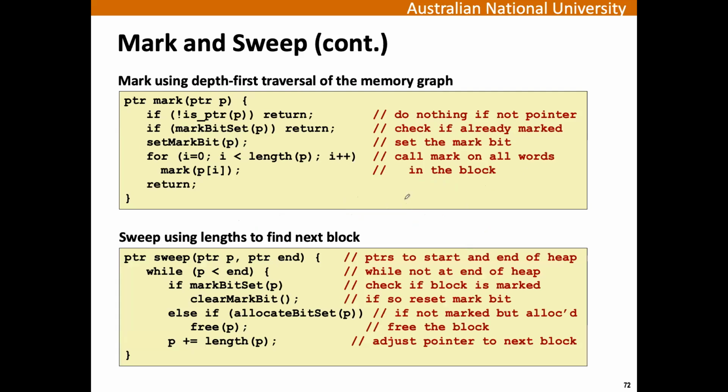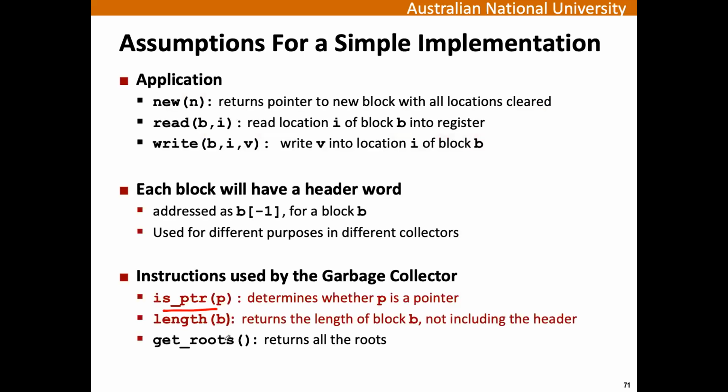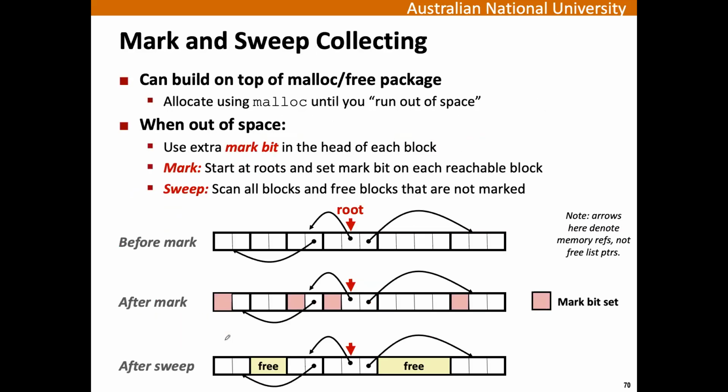And in the sweep phase, until you reach the end of the heap, if the mark bit is set, you clear the mark bit for the next phase of garbage collection. And if the mark bit is not set and the allocate bit is set, you know that you can free the pointer. A matter of policy is that you can do garbage collection when you're trying to allocate something and you run out of space. This is one policy. This may be a bad policy. You might want to do garbage collection somewhere in the middle when your heap is some percent full. So this is once again a matter of policy.